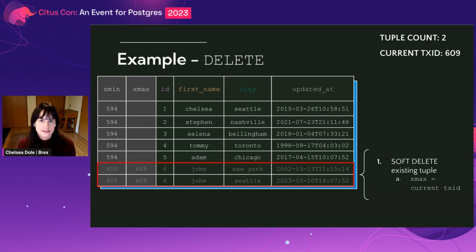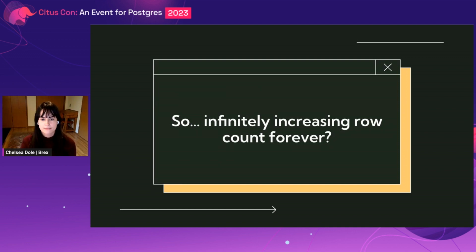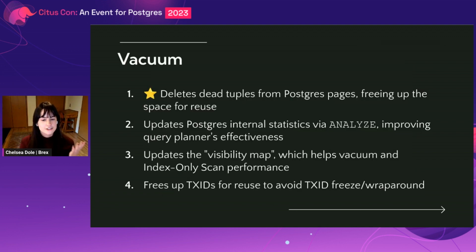Now we're going to delete this new row with John in it. Maybe he's moving out of the company or something else. All we do to do this delete, just like an update, is update the existing tuple with xmax of the current transaction ID of 609. So if you're thinking about this, you might think, okay, well, updates insert, inserts insert, deletes just add metadata. So are we just infinitely increasing our row count forever? Luckily, the answer is no.